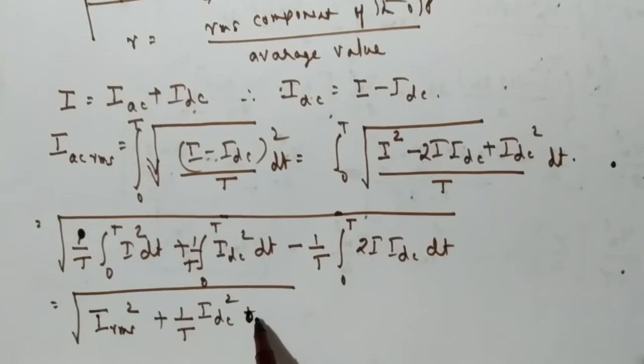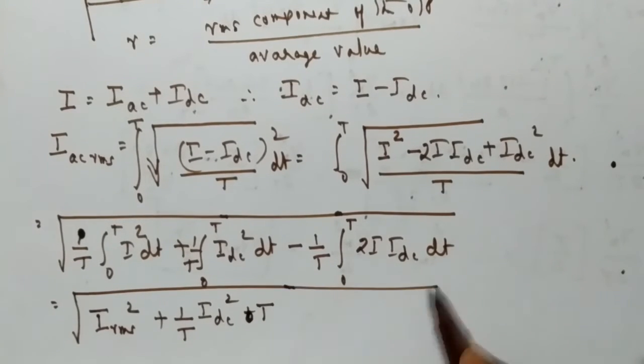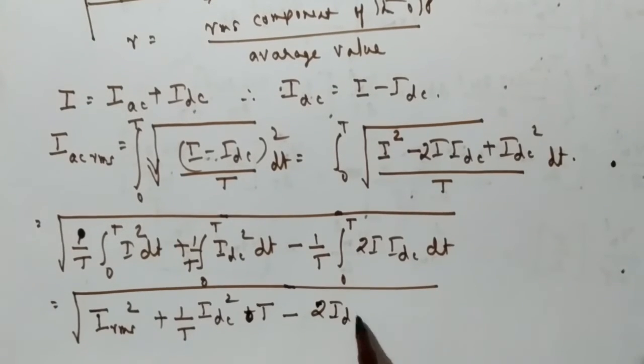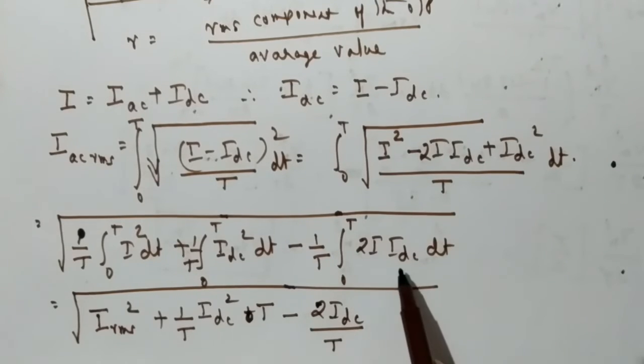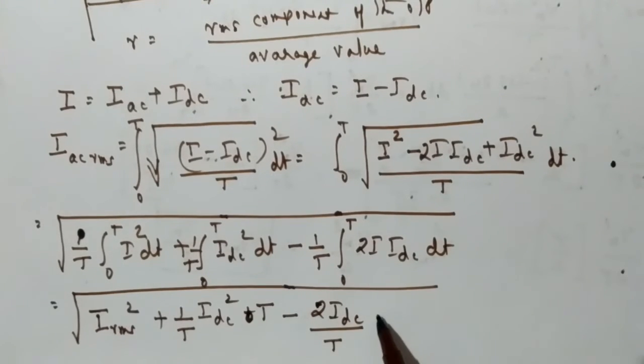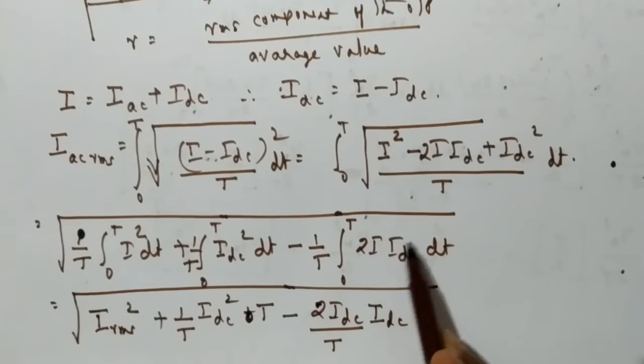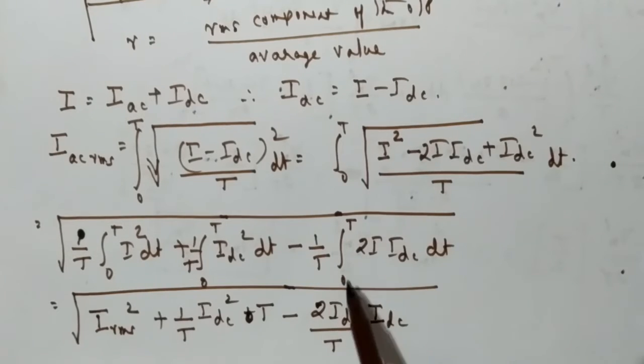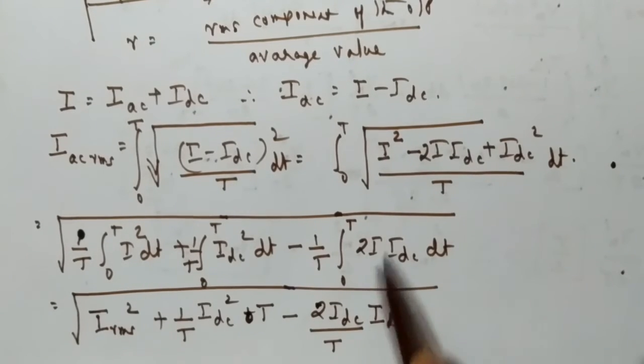Now this becomes T minus, this 2 you take outside, I DC you take outside because I DC is a constant, 2 I DC divided by T into 0 to T I. This is nothing but the DC value again, average value. So average value is Vm sin omega t divided by T, 0 to T. So here instead of sin omega t there is I. So therefore it is the DC value.